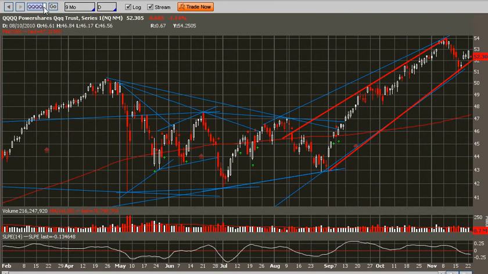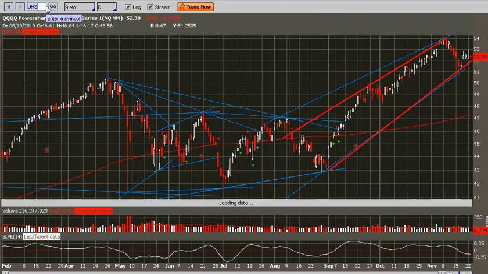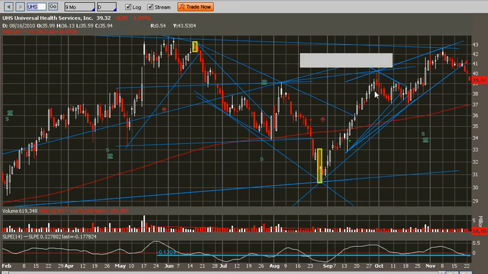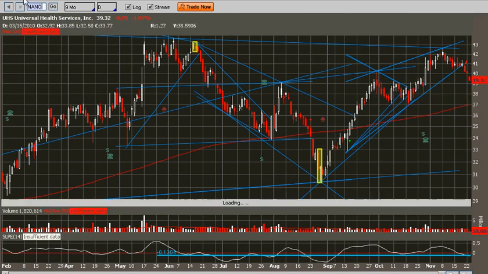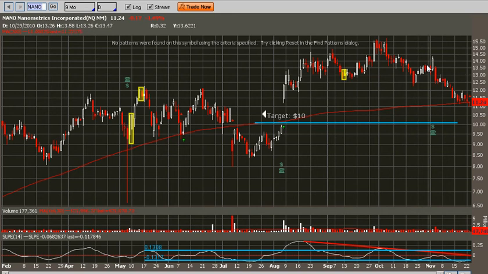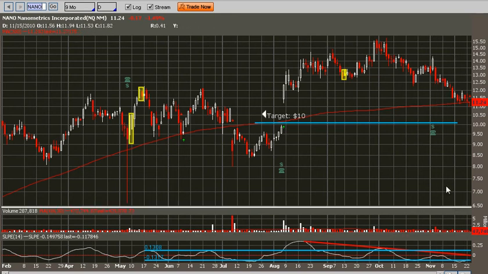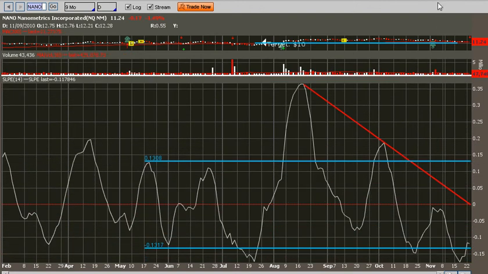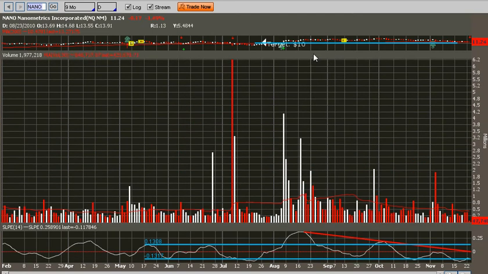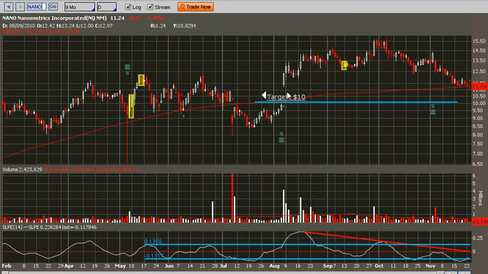So short-term bearish in just about everything. I'm seeing descending triangles everywhere. Like I just shorted this one a few days ago, UHS, which was making a rising wedge. Also shorted this one, Nano, which was just making a new low, and I was also trading that one using that linear regression method that I showed you in one of the other videos. So there are opportunities to make money, but not as much on the upside as a bit before.